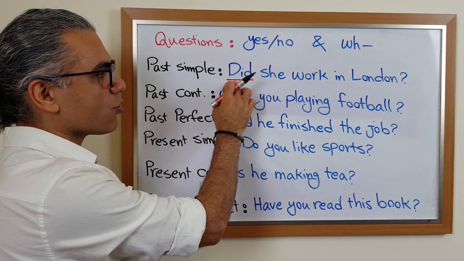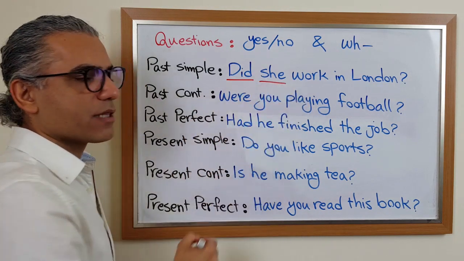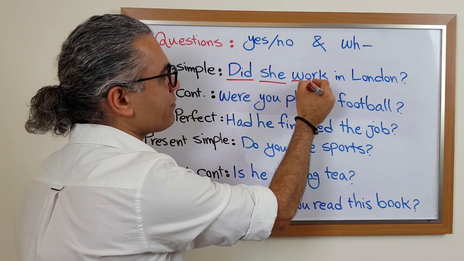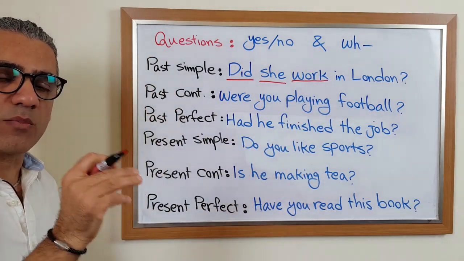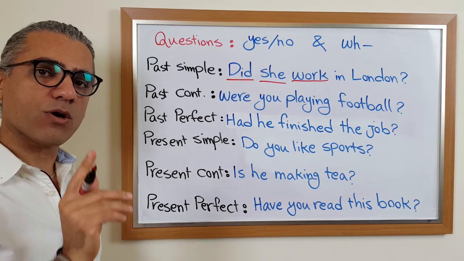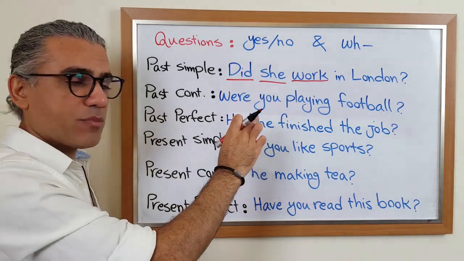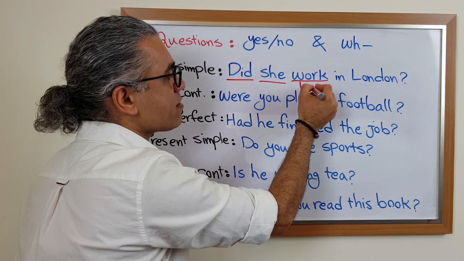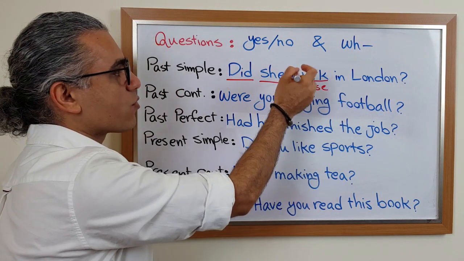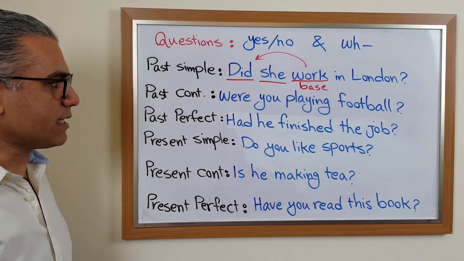After the auxiliary verb, we have the subject. And then after that, we have the main verb. Remember, in every sentence, we only have one main verb. And the form of the main verb is base form because our auxiliary verb is did.